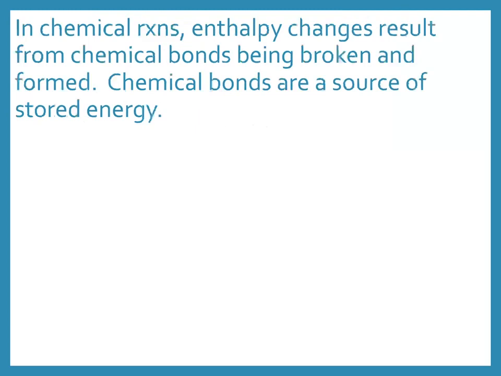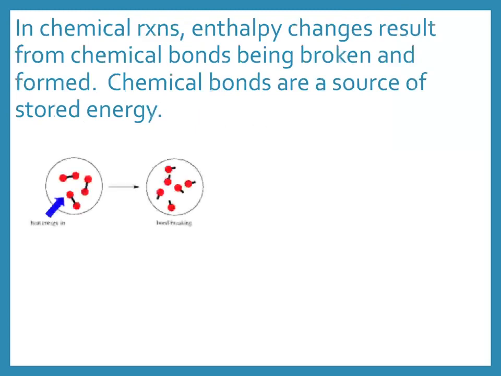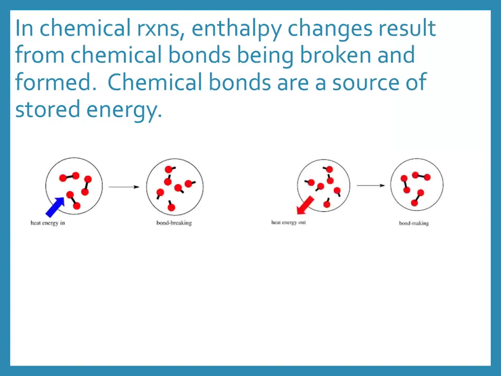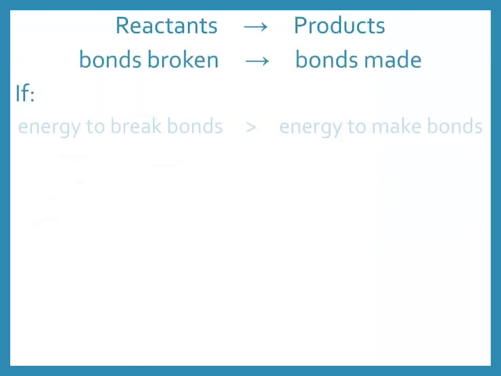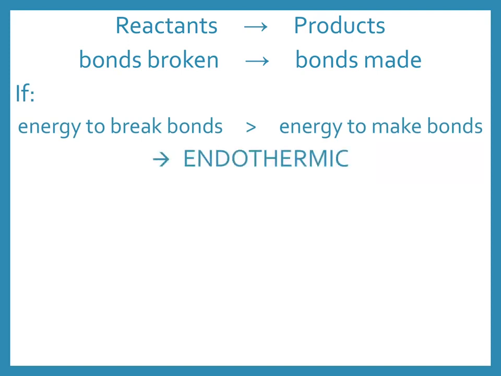So we're going to take a look at what happens with the bonds here. In endothermic and exothermic reactions, the difference between how much energy is needed to break the bonds and how much energy is needed to make new bonds is going to determine whether something is endothermic or exothermic. As we go from reactants to products and those bonds are broken and then made, if the energy needed to break the bonds is more than the energy to make the bonds, then we have an endothermic reaction.